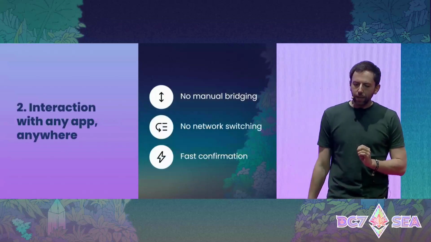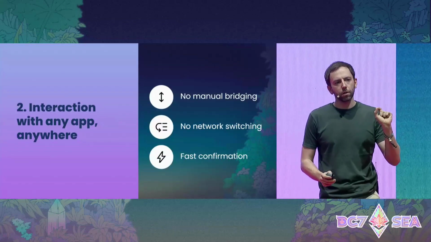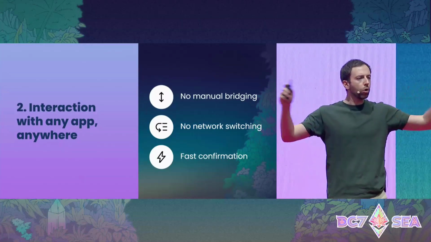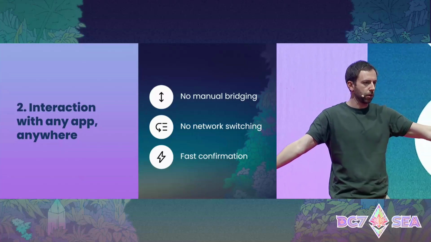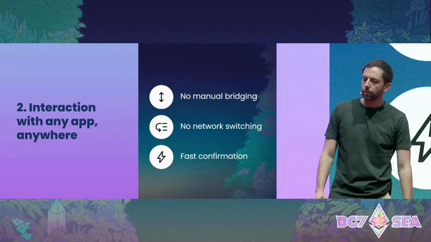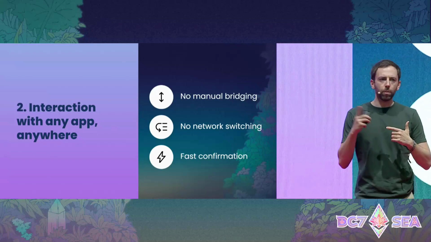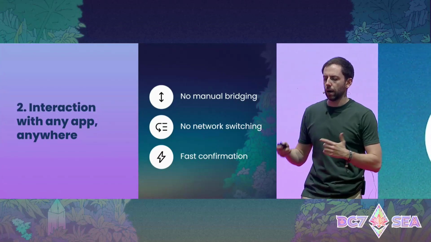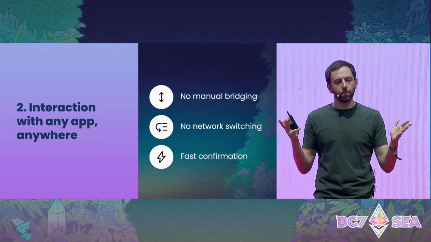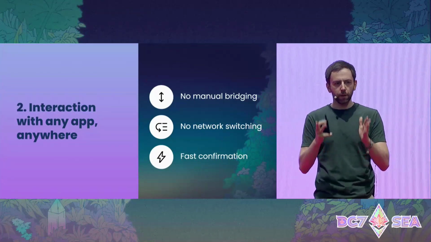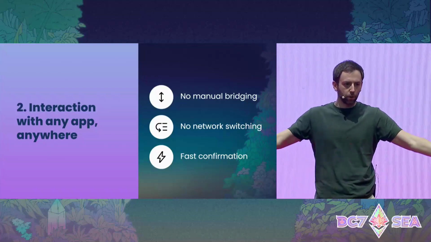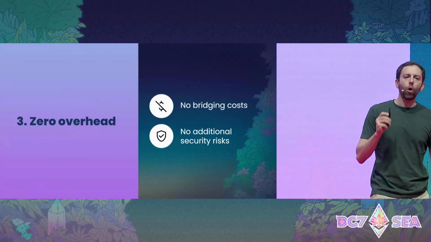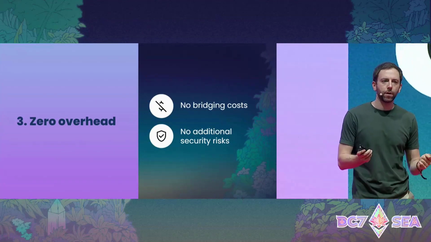The second thing is, from this one account, you should be able to interact with any app on all of these chains that comprise the Internet of Chains that is today's Ethereum. Which means no manual bridging, no manual switching of networks, and fast confirmations. So the same user experience you have on a single chain should happen across multiple chains. And finally, there should be no overhead involved with these interactions.